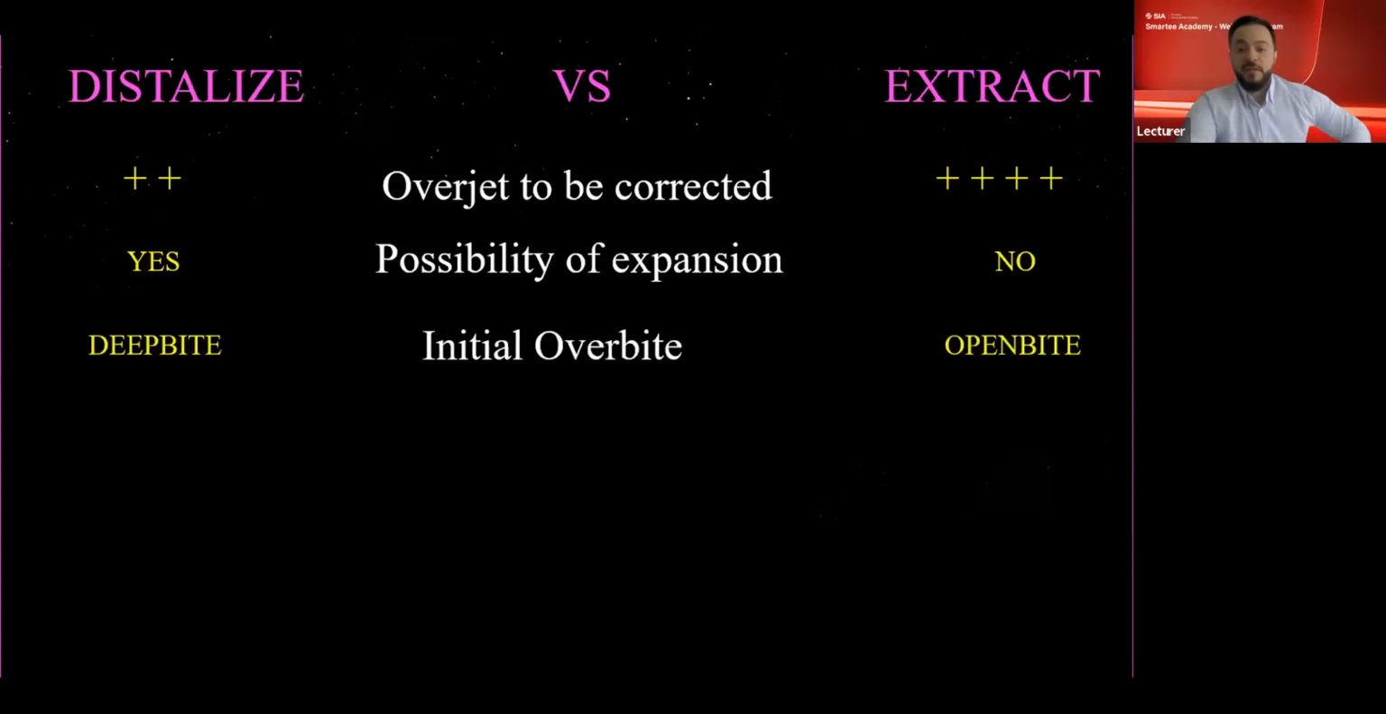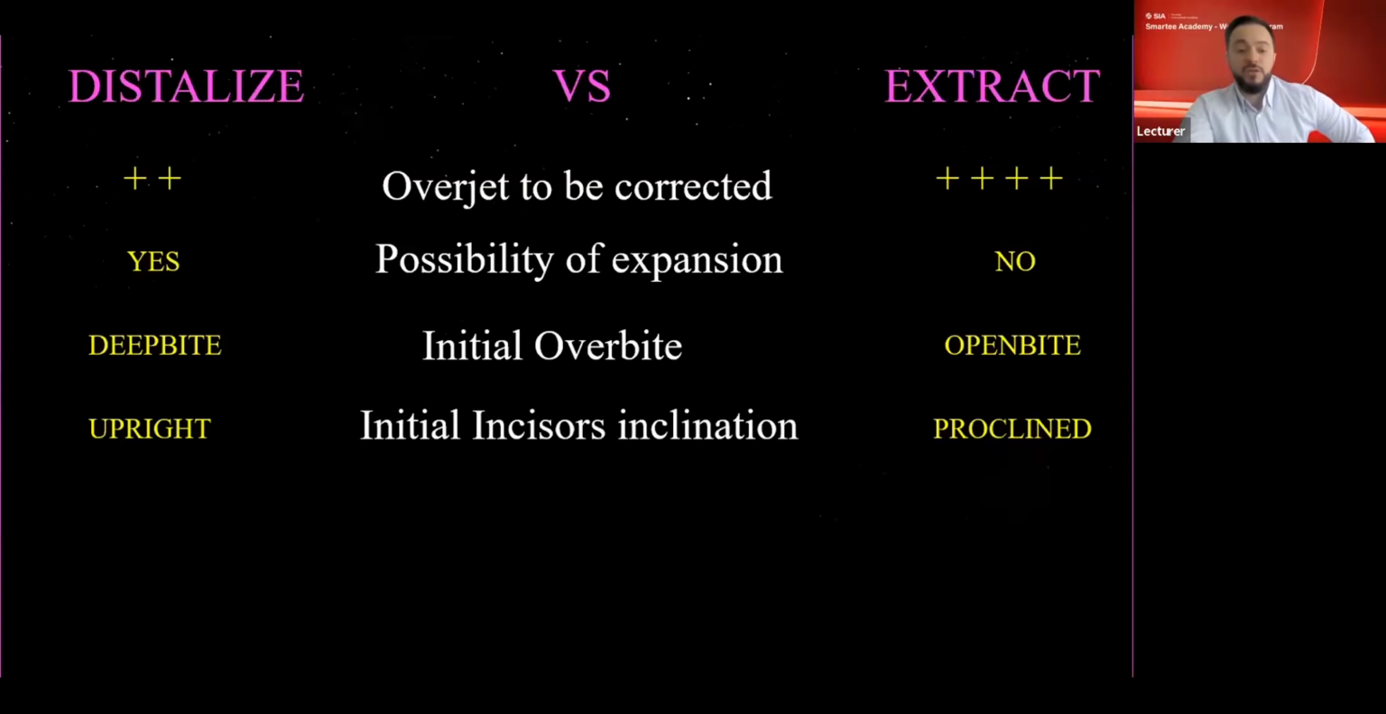In terms of the vertical relationship, we need to check the initial overbite of the patient, whether it's a deep bite or open bite. We know that expansion and non-extraction treatment can open the bite, so it is favorable in cases of deep bite, while we can make use of extraction and retraction of incisors to close the bite, because when we do the retraction, we have relative extrusion, which closes the bite.